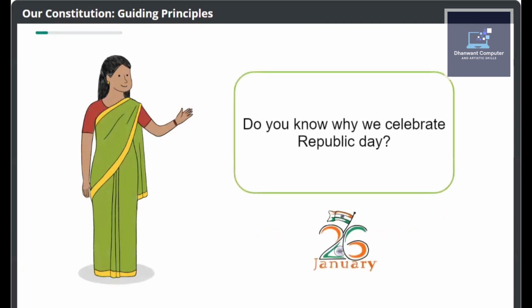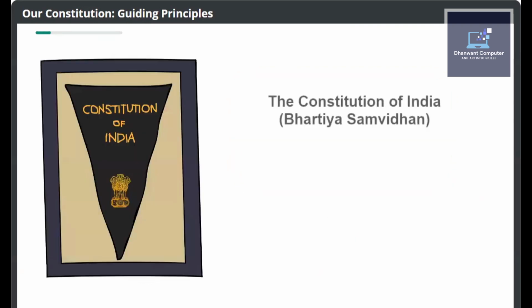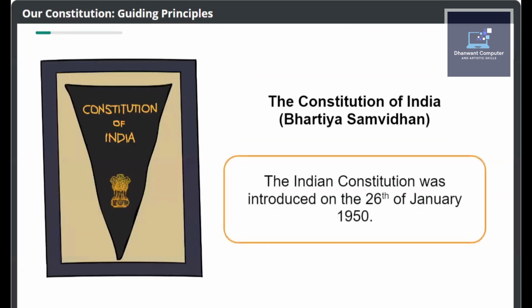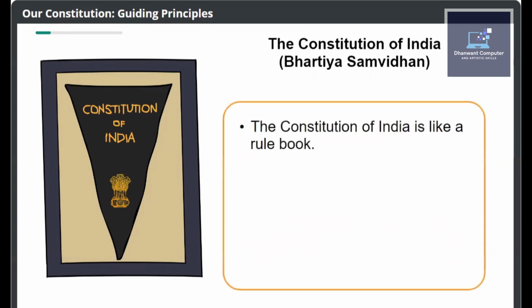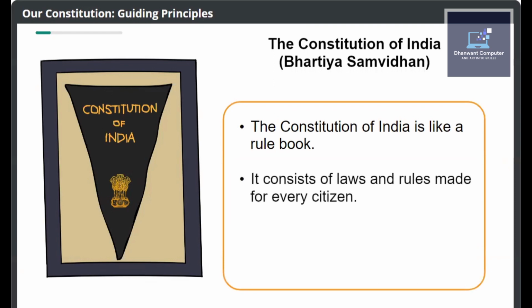Do you know why we celebrate Republic Day? The Indian Constitution was introduced on the 26th of January 1950. The Constitution of India is like a rule book. It consists of laws and rules made for every citizen. It tells us our rights and duties.